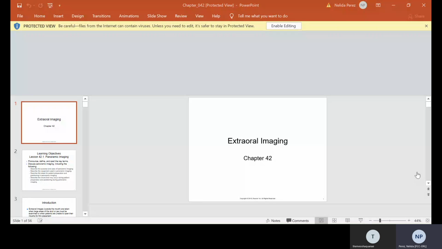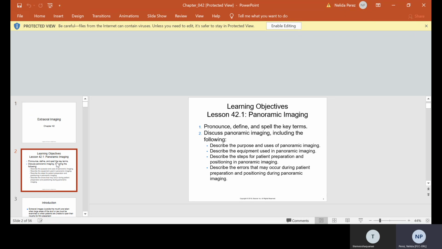Okay, so today we're talking about extraoral imaging, and our learning objectives, of course, as always, are to pronounce, define, and spell the key terms. We're going to discuss panoramic imaging, including the purpose and uses of panoramic imaging, the equipment used in panoramic, the steps for patient preparation and positioning in panoramic imaging, and also the errors that may occur during patient preparation and positioning during panoramic imaging.